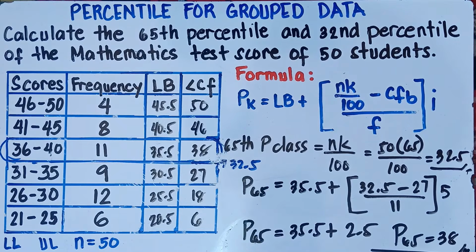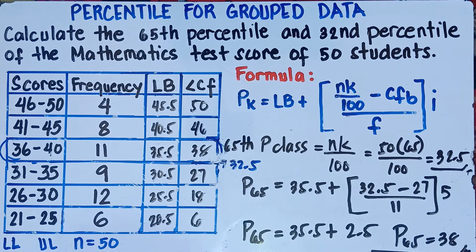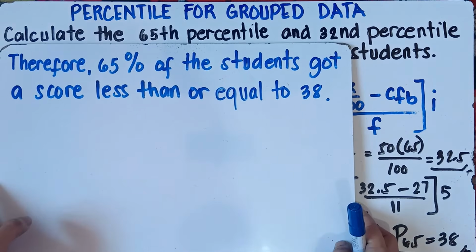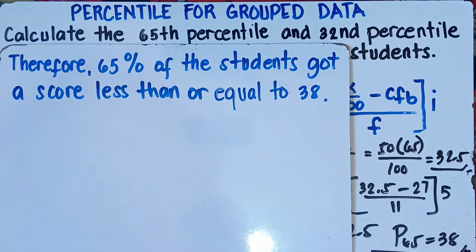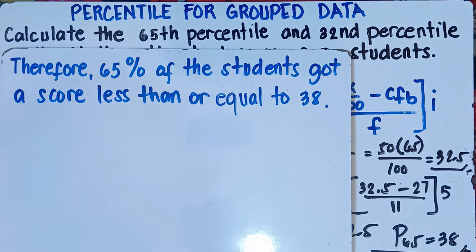That's it, class. All set in finding the 65th percentile. Now for our conclusion, we can say that 65% of the students got a score less than or equal to 38. That's it for the 65th percentile.